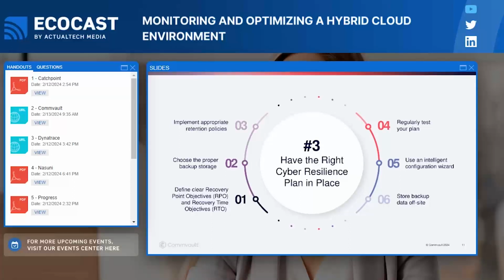Define clear recovery point objectives, or RPO, and recovery time objectives, or RTO. Choose the proper backup storage for your workload and implement appropriate retention policies. These will differ based on your protection choices. You'll want to regularly test your plan, as many fail to do so due to time constraints. Make sure you make it a part of your policies.